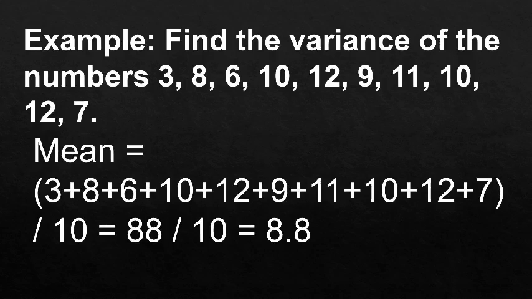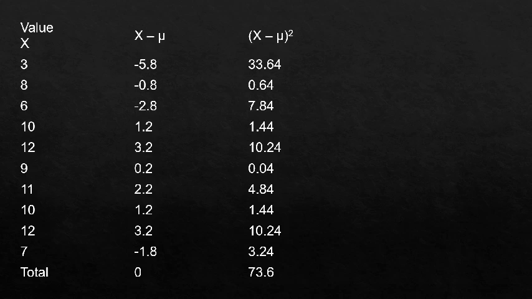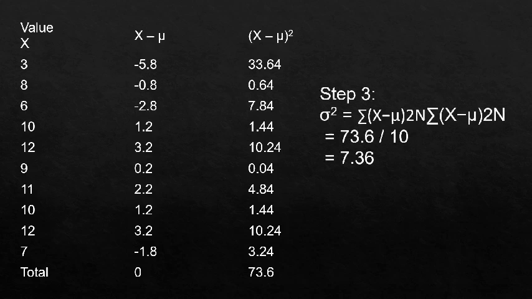Step 2: make a table with 3 columns, one for the x values, the second for the deviation, and the third for the squared deviations. As the data is not given as sample data, we use the formula for population variance. So this is the table. Then the last step is to calculate.